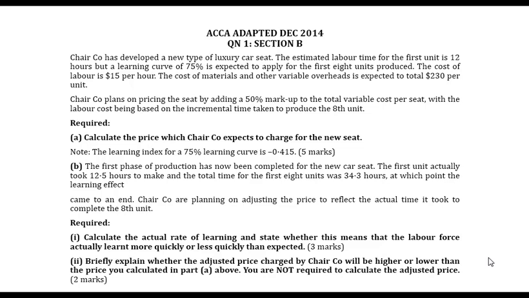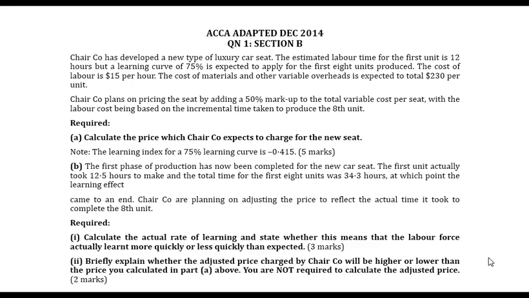Chair Company has developed a new type of luxury car seat. The estimated labor time for the first unit is 12 hours, but a learning curve of 75% is expected to apply for the first 8 units produced. The cost of labor is $15 per hour. The cost of materials and other variable overhead is expected to total $230 per unit. Chair Company plans on pricing the seat by adding a 50% markup to the total variable cost per seat, with the labor cost being based on the incremental time to produce the 8th unit.